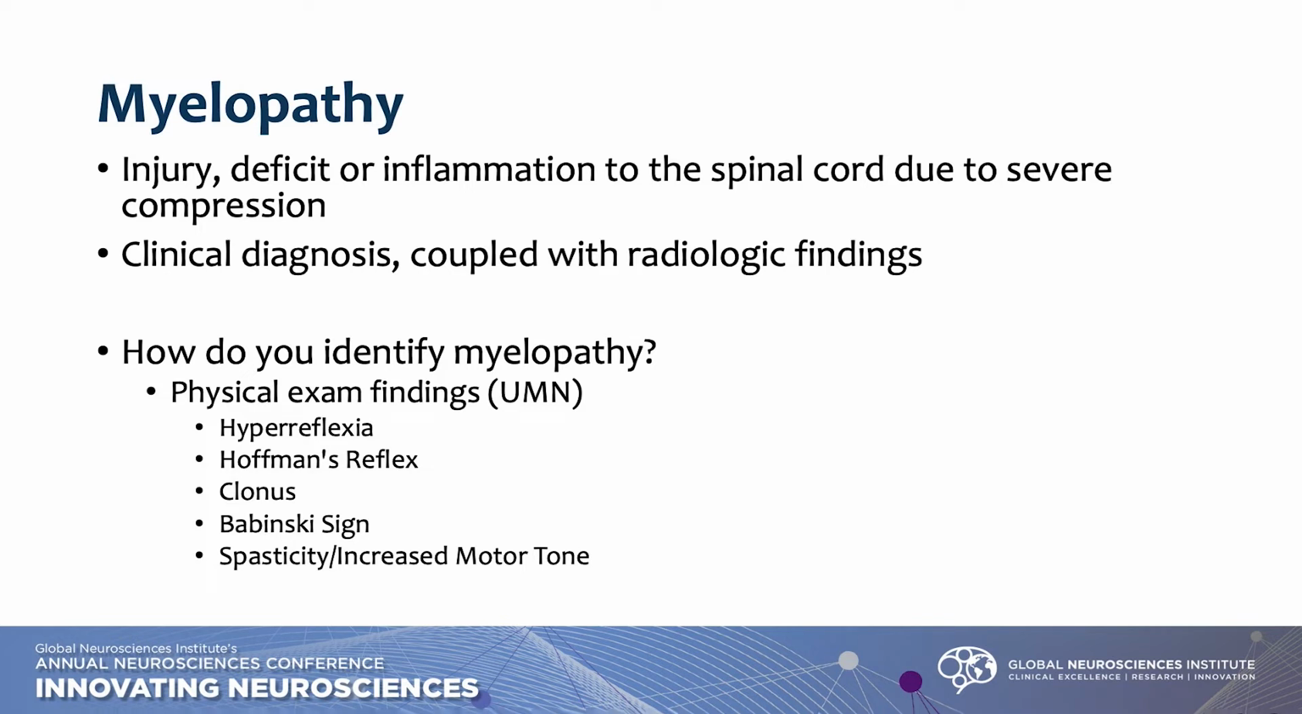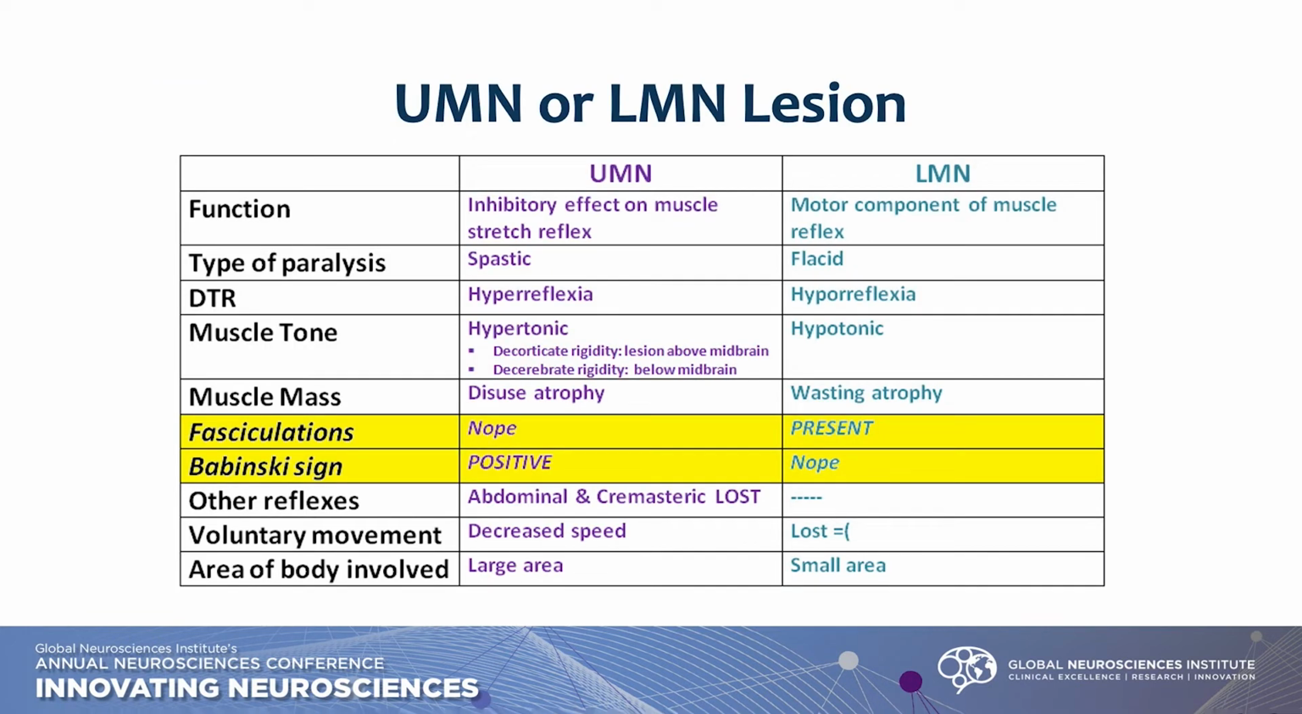And clonus, again, another upper motor neuron sign, right? One single stimulus elicits a continuous response, right? So that's usually this beating effect of the feet. When you just sort of flex very quickly at the foot, at the ankle, you get this beating sensation, and that's clonus.